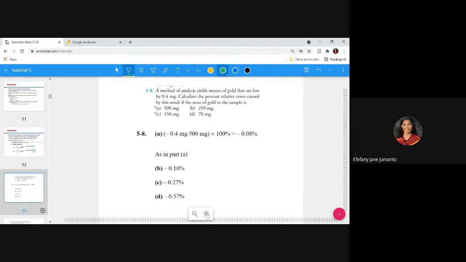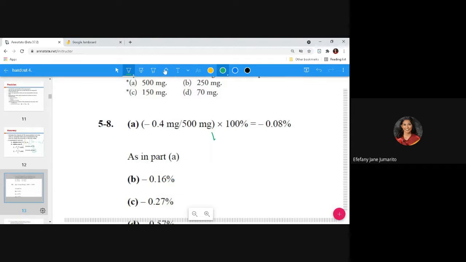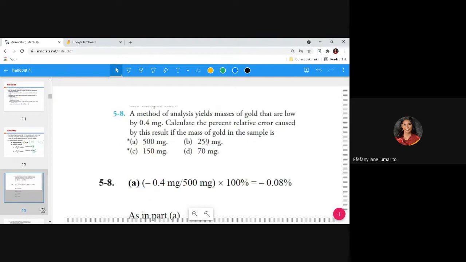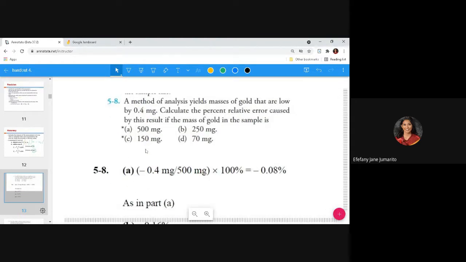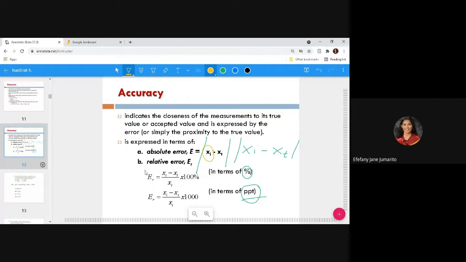Okay, now let's go to this sample. A method of analysis yields masses of gold that are low by 0.4 milligrams. Calculate the percent relative error caused by this result if the mass of gold in the sample is this, and this. How would you do that? We are asked for our relative error. Relative error is this one, class. We have this formula.